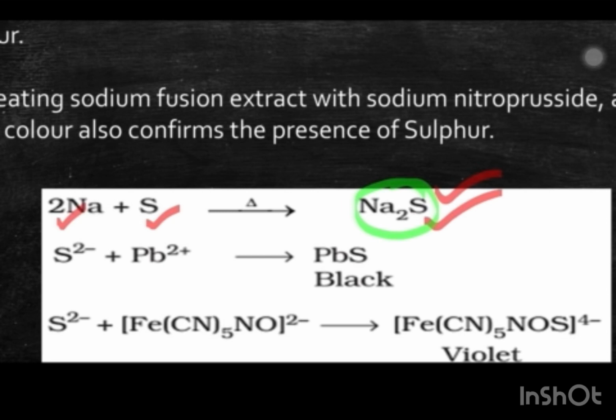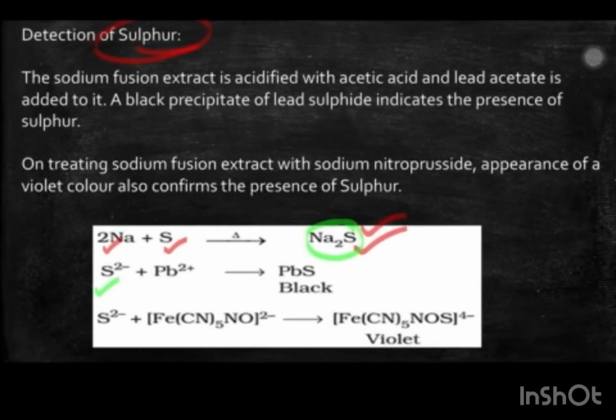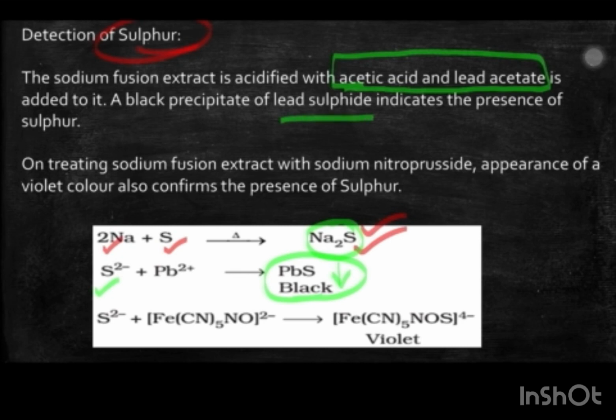Now there are two possible tests which can be carried out very easily in the lab. You take that sodium fusion extract and treat it with acetic acid followed by lead acetate. In that acidic medium, lead reacts with sulfide and gives you a black precipitate of PbS, that is lead sulfide. Another test is to take the sodium fusion extract. This is representing that only, otherwise you can write Na2S.